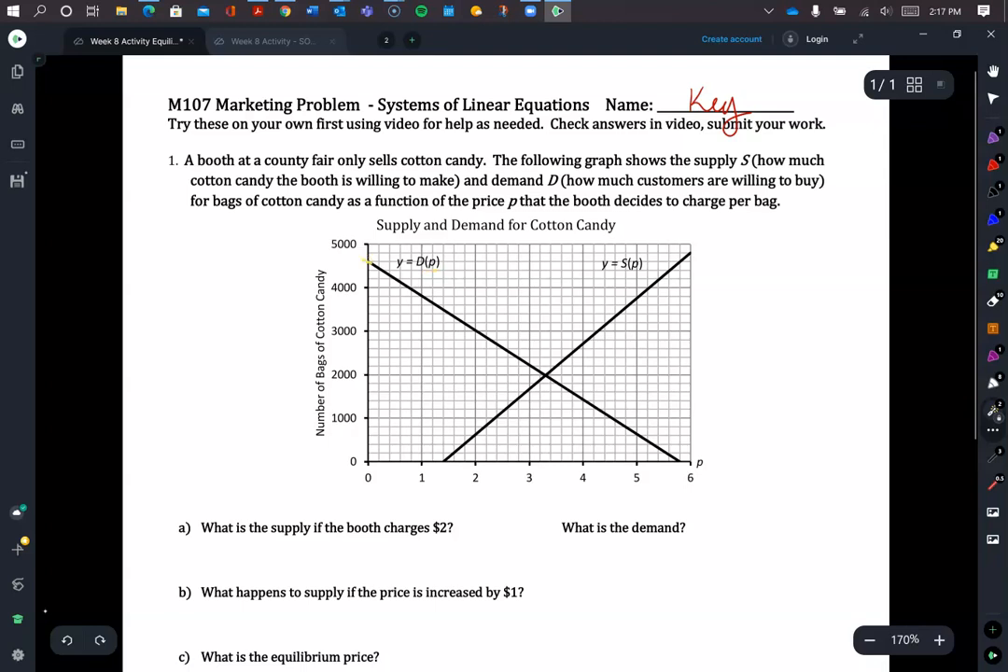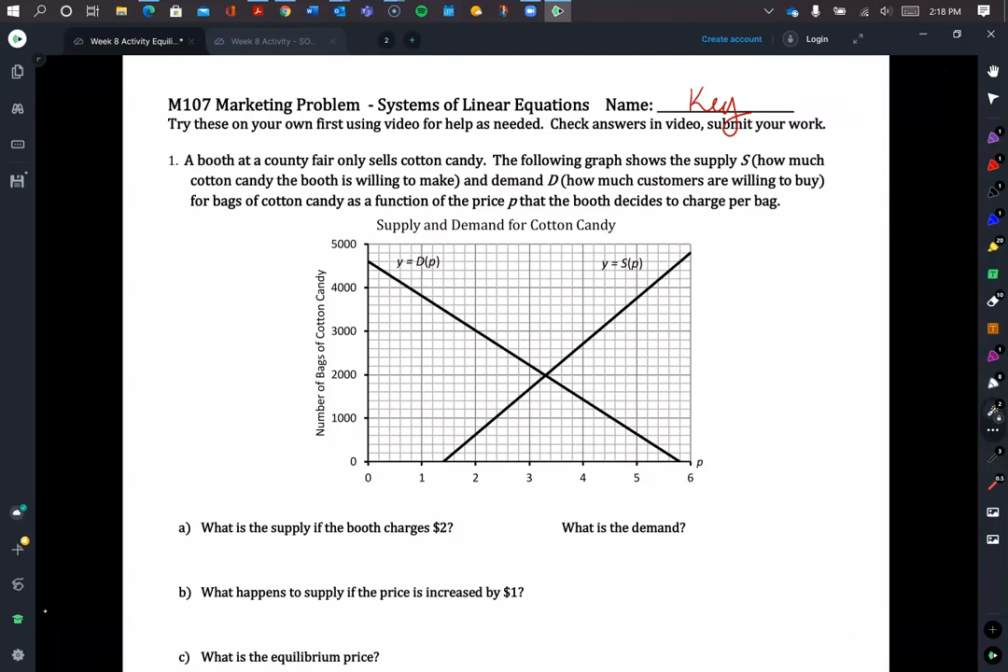So as we start up higher and go down, this is the number of bags on the y-axis, and this is the price on the x-axis. So it seems as though from the data we can just quickly infer that as the price increases, the demand drops. So the number of bags people are buying drops.